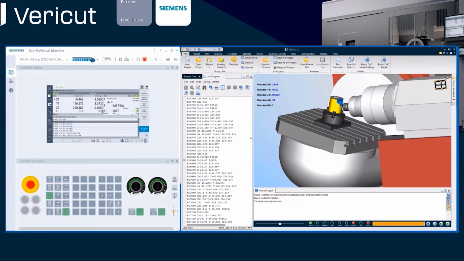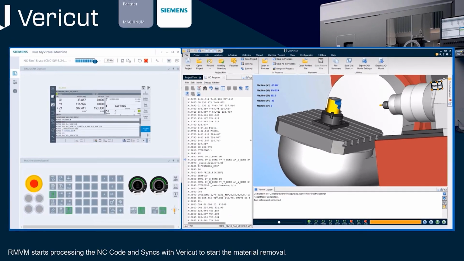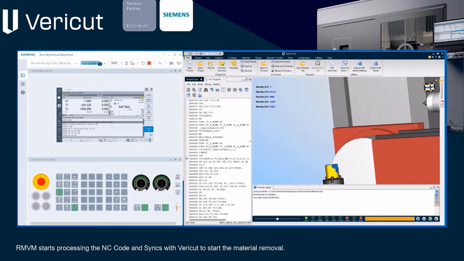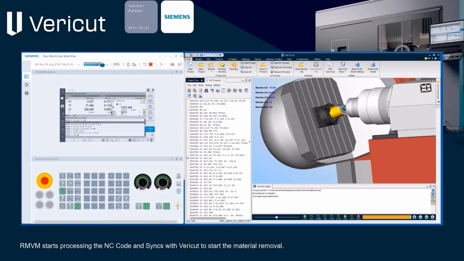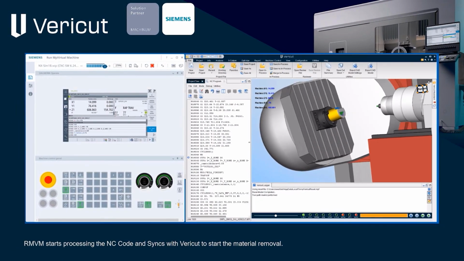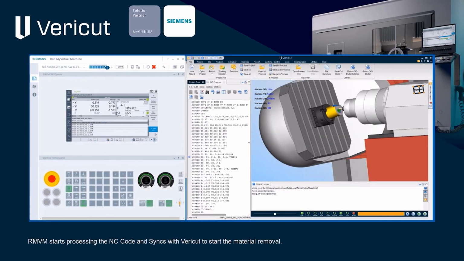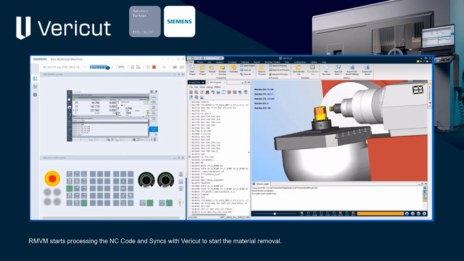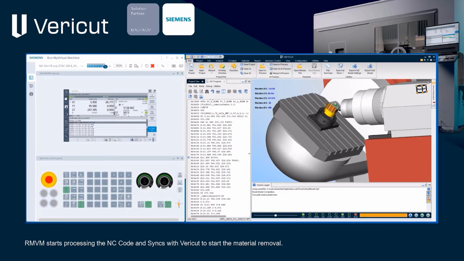All we do is treat the axis motions and move our components in Vericut. So that makes our users more confident about the simulation. It's no longer an emulation because they get the real position of the machine like on a real machine. If we have customers who have complex cycles that are made by machine tool builders and these cycles are encrypted, this way we can simulate those cycles directly with Run MyVirtual Machine.